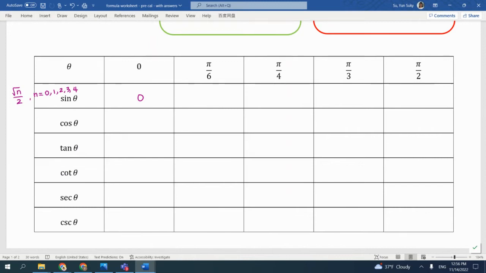0. And then 1/2. And then root 2 over 2, root 3 over 2, and 1. Exactly. How about the cosine? Same values as sine, but in reverse order, right? So you copy in reverse order. So 1, root 3 over 2, root 2 over 2, 1/2, and 0.